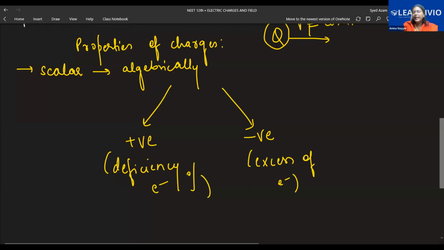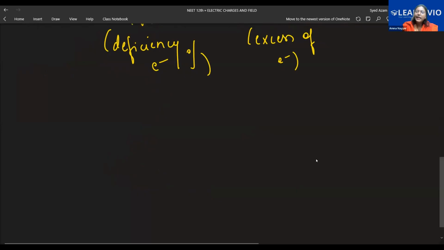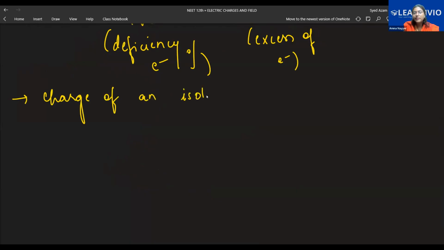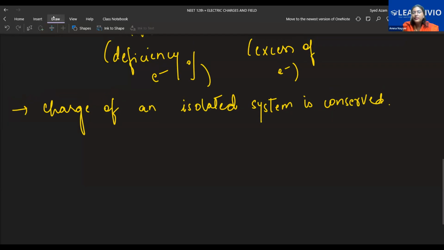Like charges repel each other. Unlike charges attract. That I'm not writing. One point is important. Remember, charge of an isolated system is conserved. It's the same definition that charge can neither be created nor destroyed. It just gets transferred.